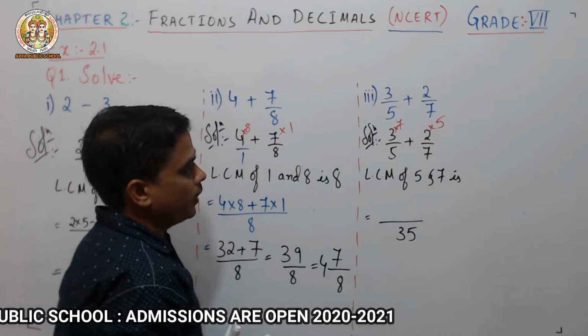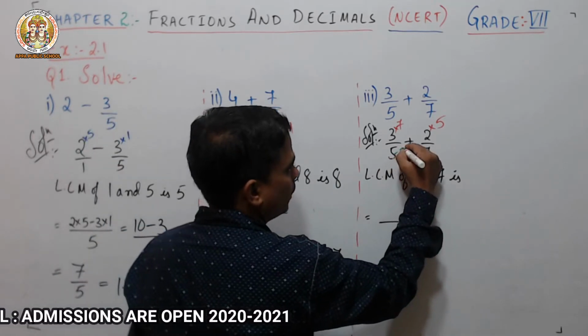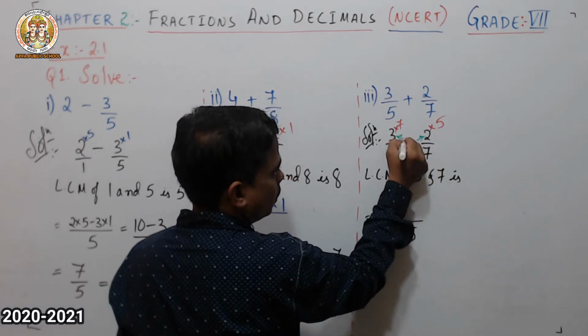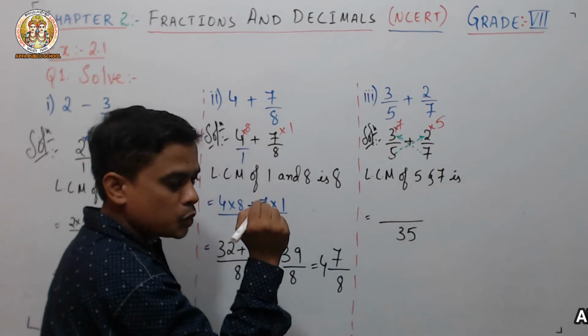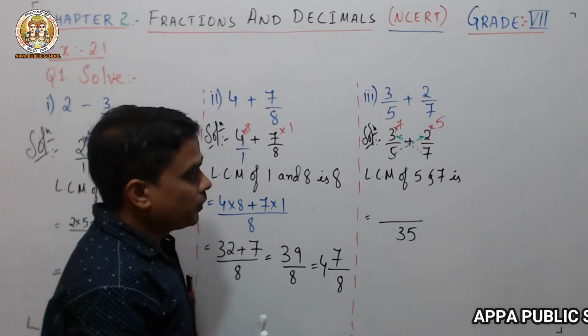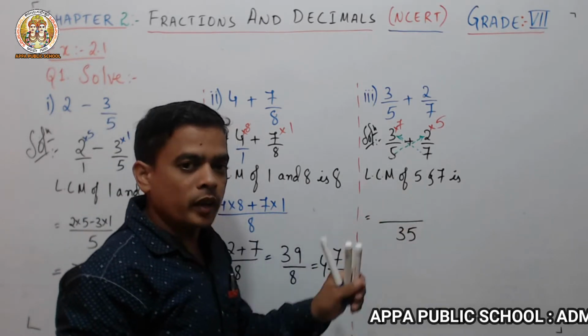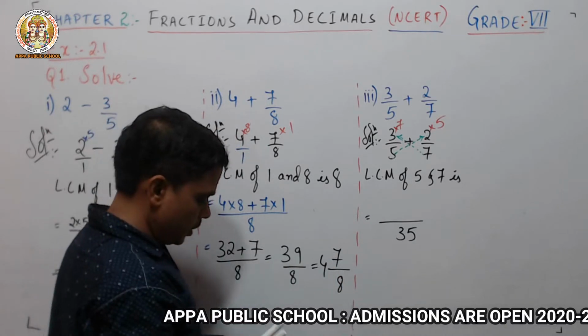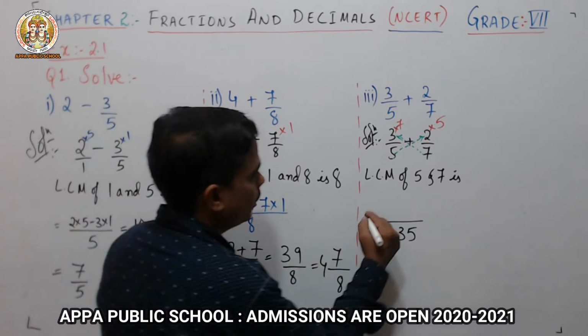Or else one simple method: when there are only two fractional terms, what you have to do is multiply this 5 to this number and multiply this 7 to this 3. That's it. It's one and the same. If there are more than two terms, you have to take an LCM. Right? So next what I will write?